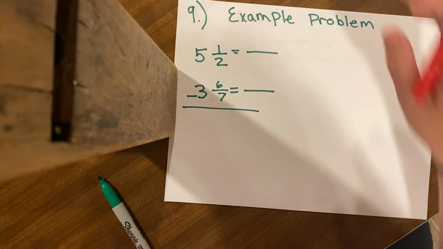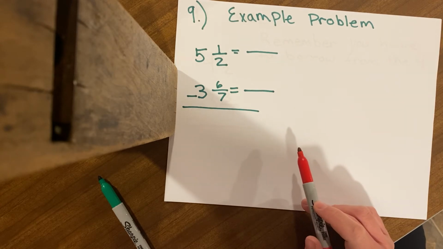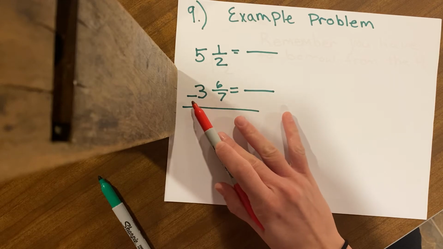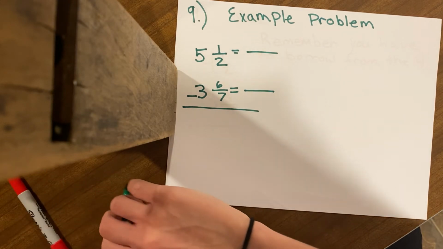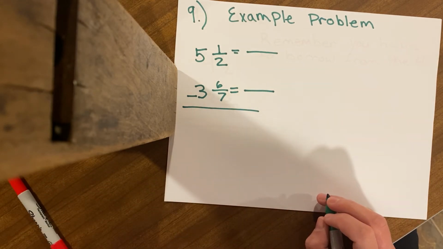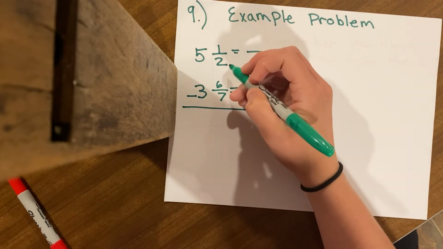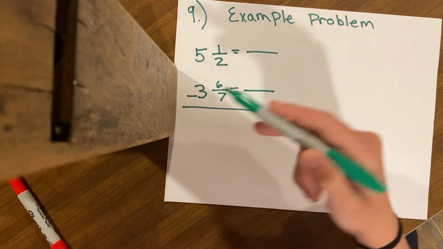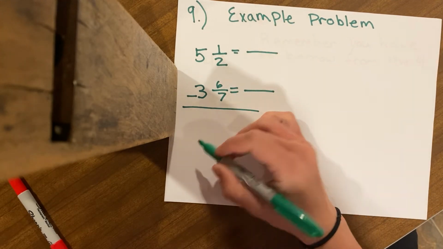Okay, here is our example problem for number 9. Again, we are working with fractions, and we will be subtracting them this time. We're going to start out with the same process of finding the common denominator. So we need to do our equal, equal, line, line. We would list our multiples.